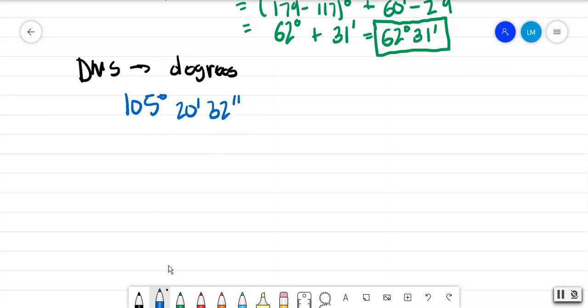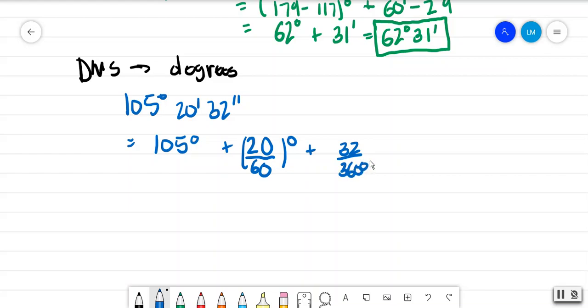Now, the easiest way to do this is to just do the conversions. So you have 105 degrees plus, the goal is to convert this, so you take 20 and divide by 60, and that's going to be for the degrees. Then plus 32 divided by 3600, since remember the conversion was to multiply by 1 over 3600, and this is of a degree.